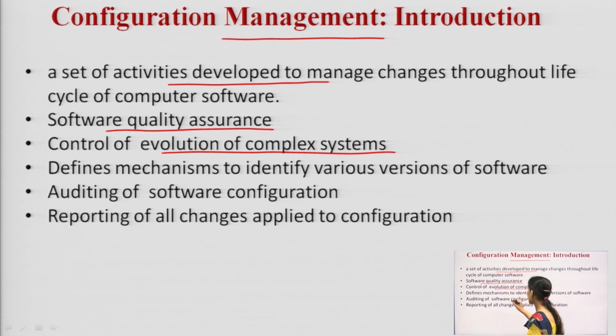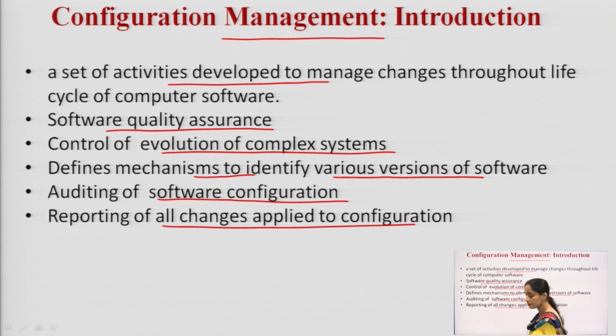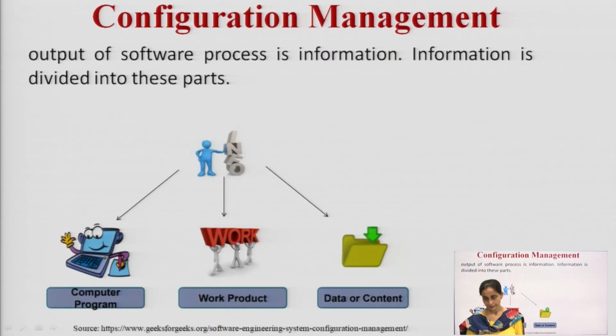it defines the mechanisms to identify the various versions of the software as we are suggesting the changes. So, now I will have the new version of the software. So, how do we define the process for having the latest version of the software? It includes that. Then it includes the auditing of the software configuration. Then it includes the reporting of all changes that are done in the original software configuration.